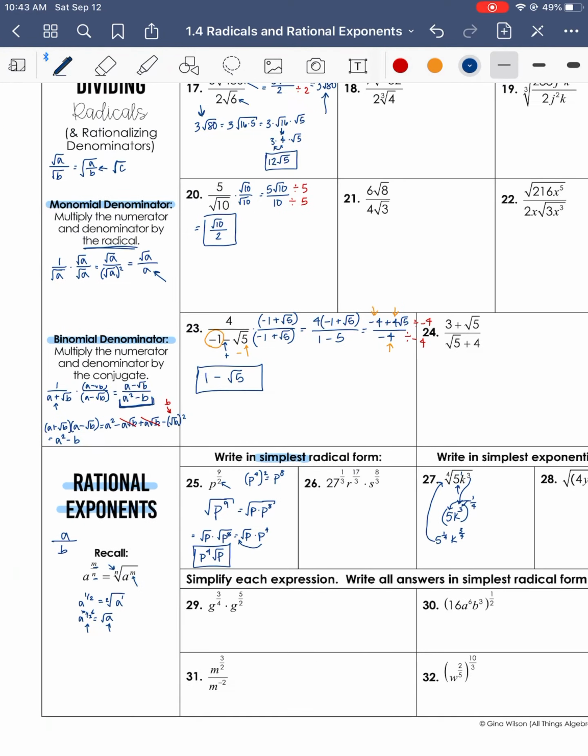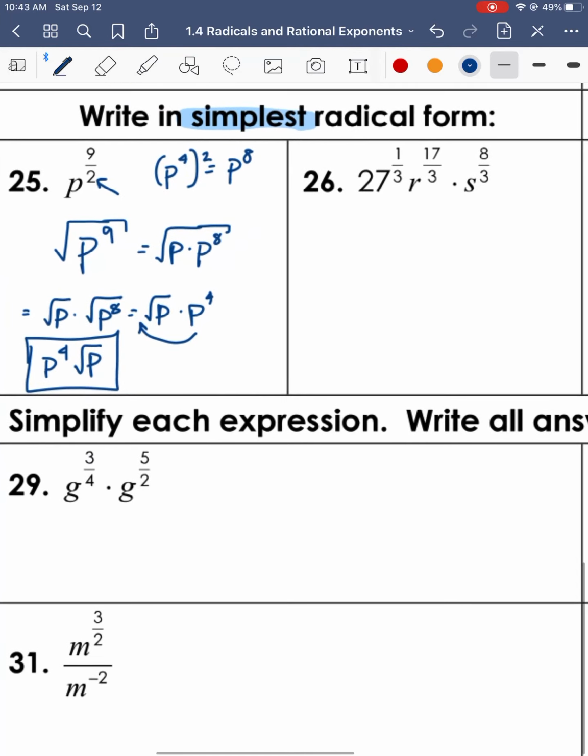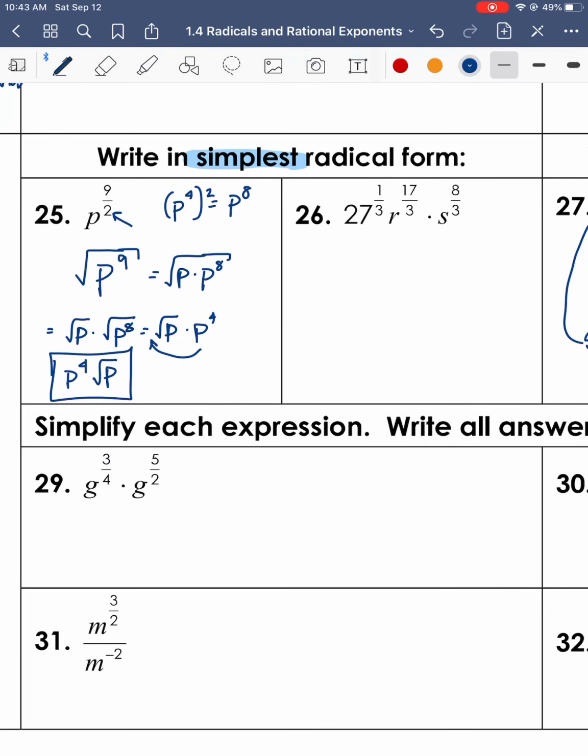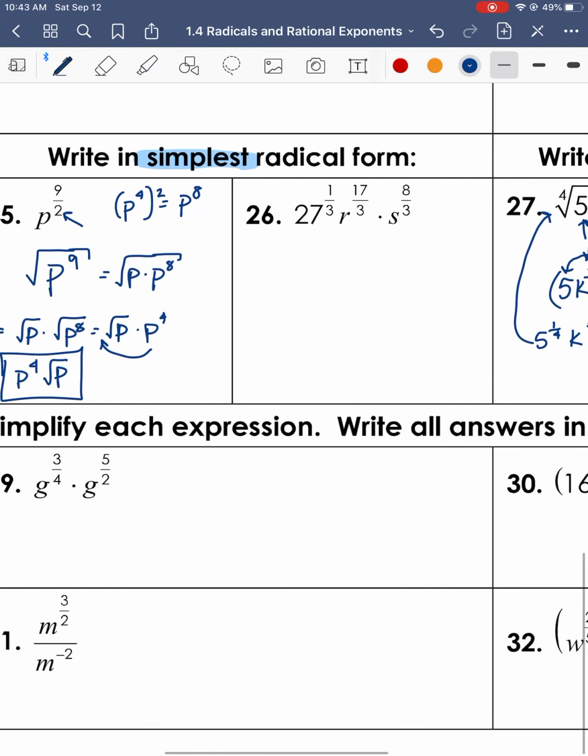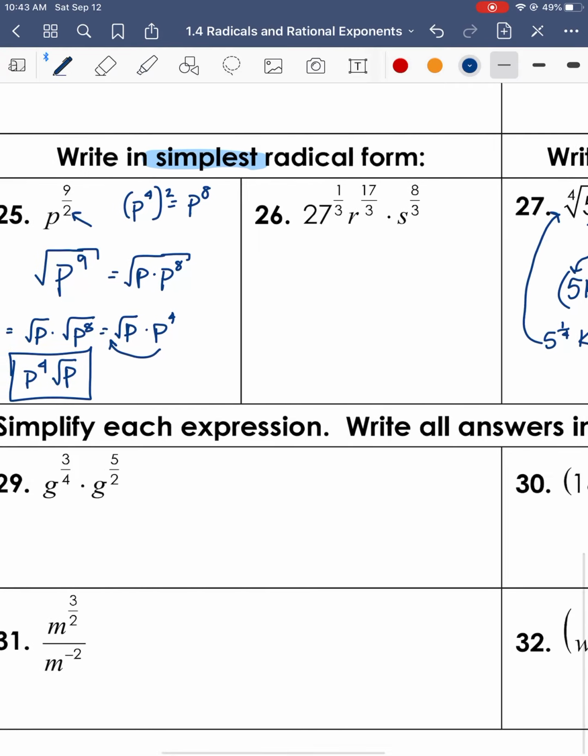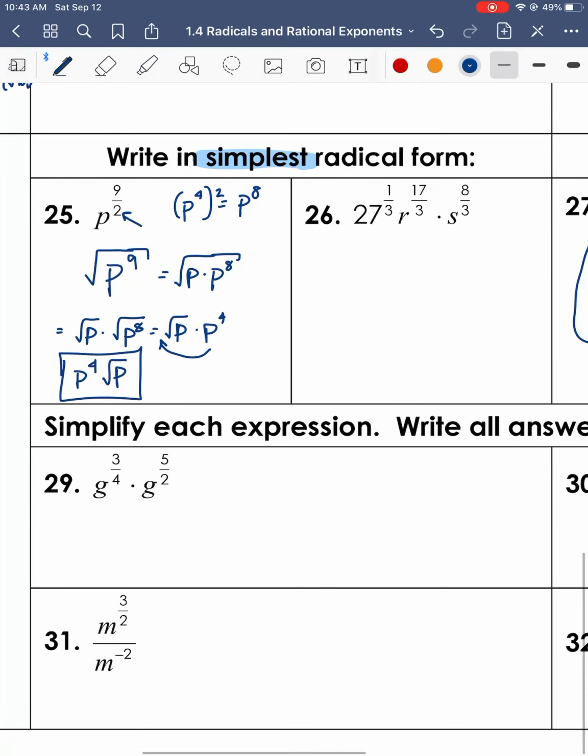All right, and then let's do number 29 down here. Simplify each expression, write all answers in the simplest radical form. Okay, so let's look at this first one, g to the 3/4. g to the 3/4 is equal to the 4th root of g cubed. So I just put the numerator and the denominator of the exponent in their correct places.